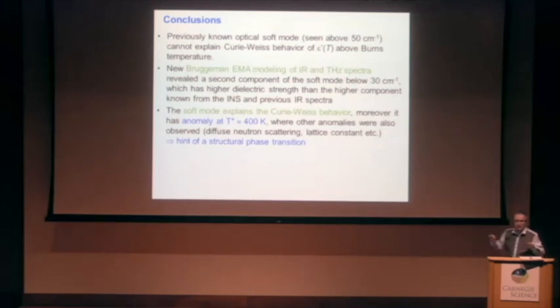I wanted to show that Curie-Weiss behavior above the Burns temperature can be explained by the lower frequency soft mode, and the soft mode has an anomaly at 400 Kelvin, so some structural phase transition appears. I don't know if it is really a structural phase transition from rhombohedral to monoclinic phase, or from some glassy phase, but it is for the future. Thank you.